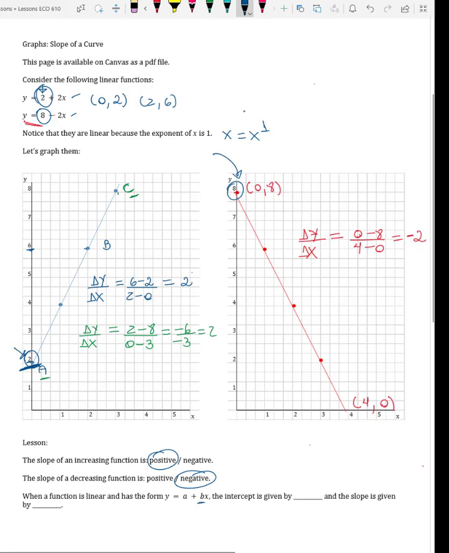Now the second number that is multiplying the x, call it b, happens to be the slope of the function. Notice that in the first function, the slope is 2, and in fact, when we calculated the slope, that's exactly what we got, 2. In the second function, the number multiplying the x is minus 2. That is exactly what we got when we calculated the slope of the second curve. So, the intercept is a, the number not multiplying x, and the slope is given by b, the number multiplying x.